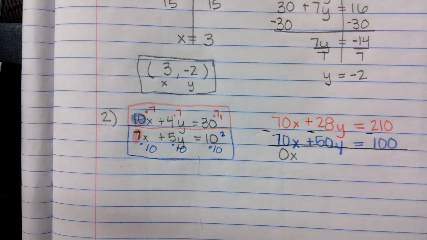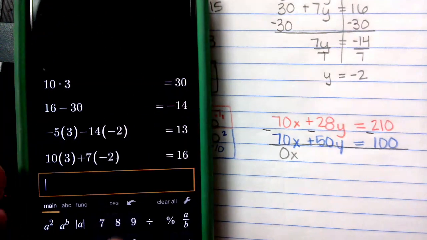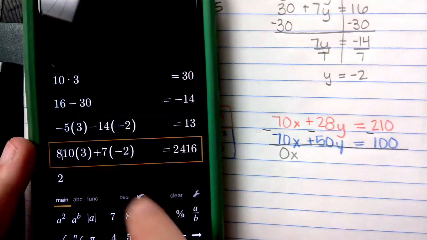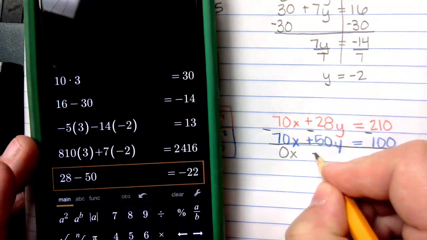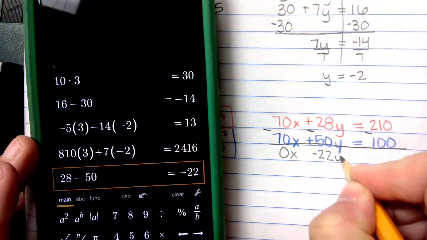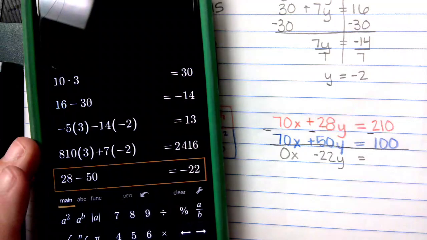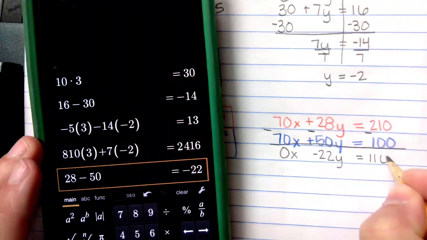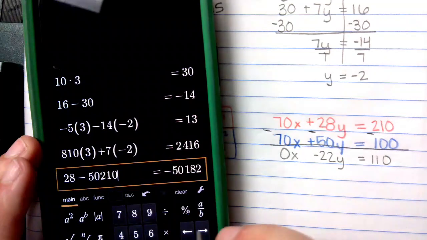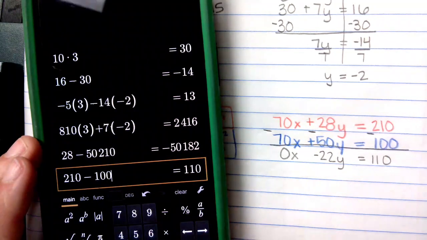So we're going to do 28 minus 50. Negative 22. Yep, negative 22. Y equals, and then what's 210 minus 100? 110.